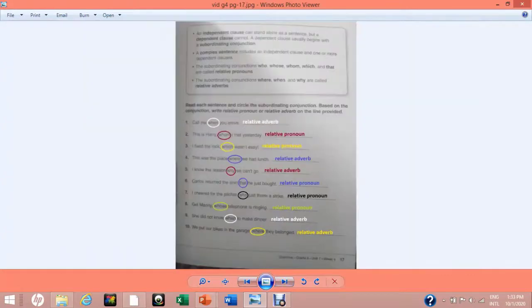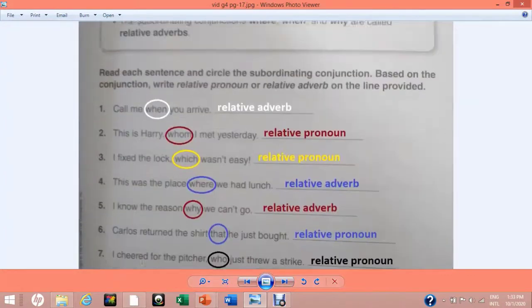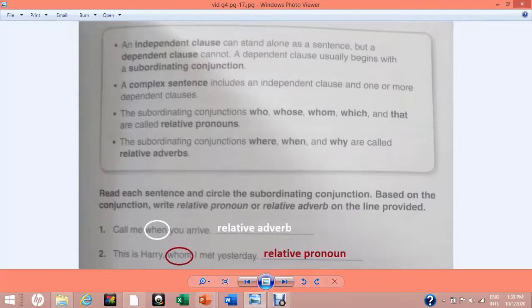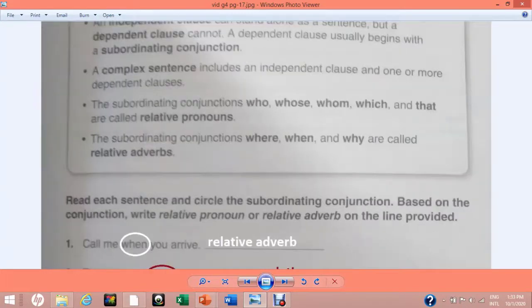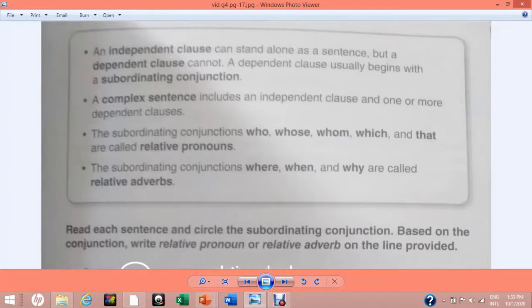My dear students, now we are going to solve an exercise on page number 17. Here we will talk about relative pronouns and relative adverbs. And also you should have a clear idea what is the role of relative pronouns and relative adverbs in complex sentences. An independent clause can stand alone as a sentence, but a dependent clause cannot. A dependent clause usually begins with a subordinating conjunction.